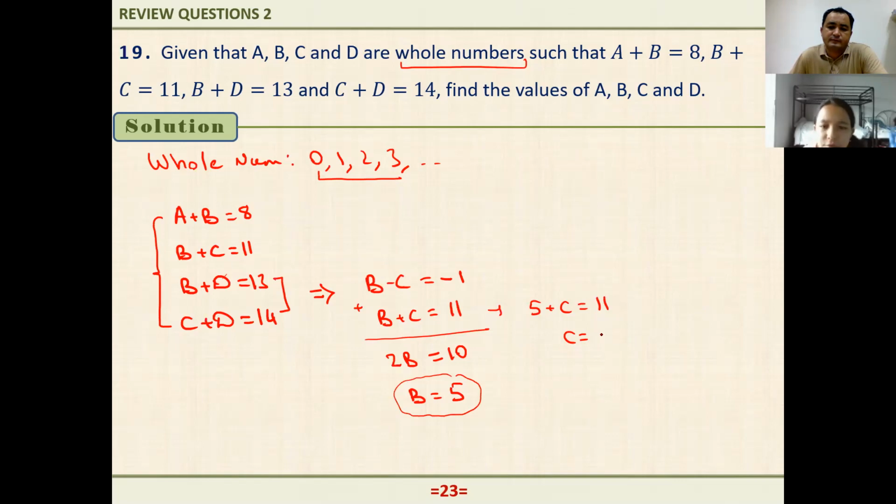Oh, sorry, you froze. I couldn't hear that. Okay, here we have 5 plus C equals 11, right? Can you hear me now? Oh, yeah, I can hear.